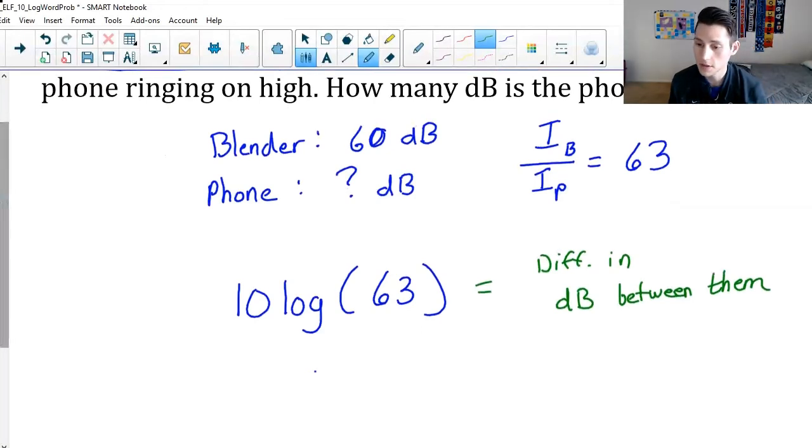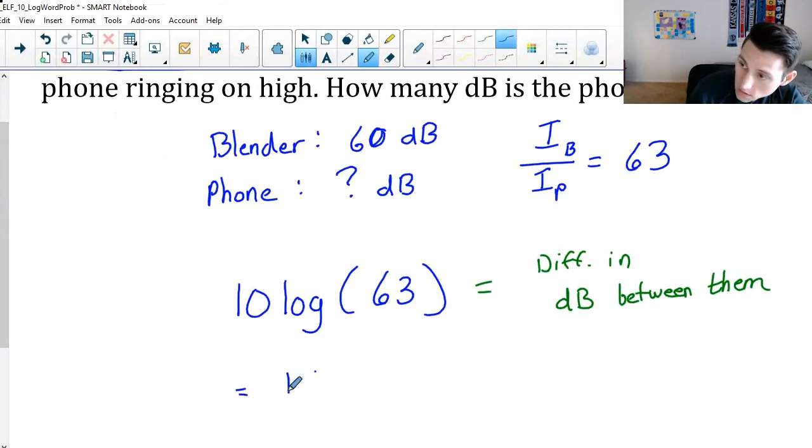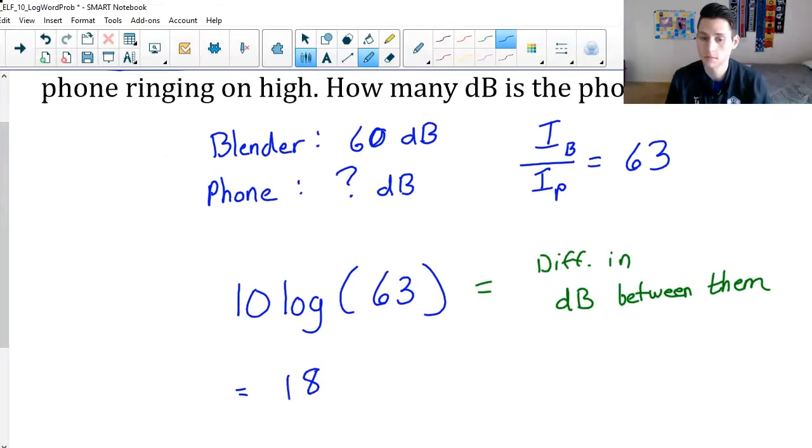And so this is just a calculation I can do. Decibel, yes, thank you. I know how to spell decibels, but I'm too lazy to write decibels is the real issue. So let's just type in 10 log 63. So that equals 17.99. So I'm going to round that up to 18.